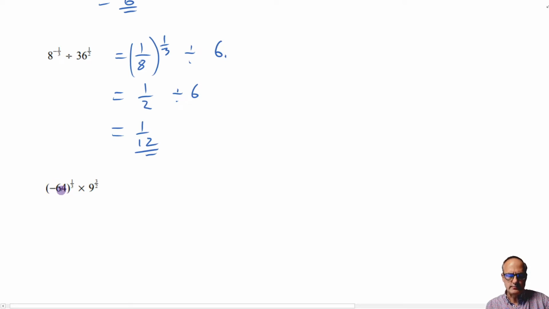Okay, so looking at this one, what we've got is minus 64 to the 1/3. So let's just think about 64 to the 1/3. And that's the cube root of 64. So what cubed gives me 64? Well, that's 4.